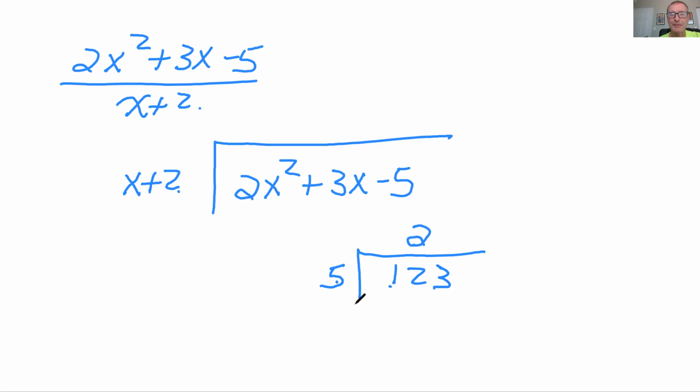2 times 5 is 10. And remember, what do you do? You subtract, right? So it'd be minus 10, and you would get 23. How many times does 5 go into 23? That would be 4 times, 20. And remember, you subtract. And you remember we had this little r of 3.